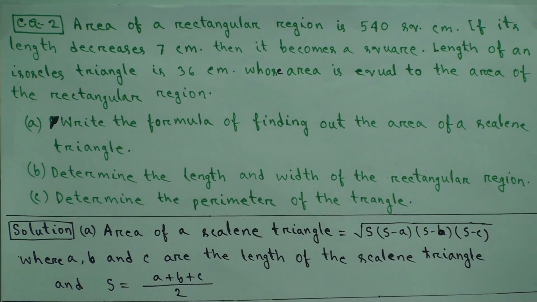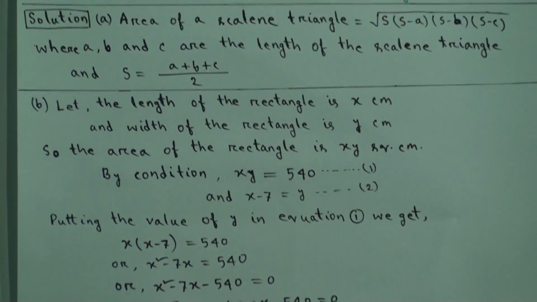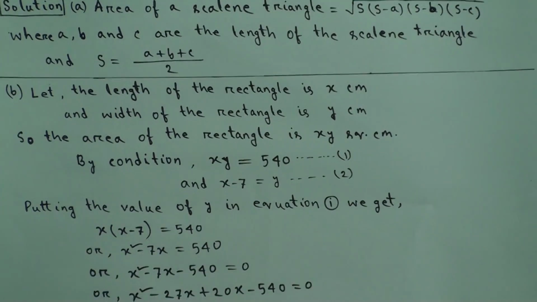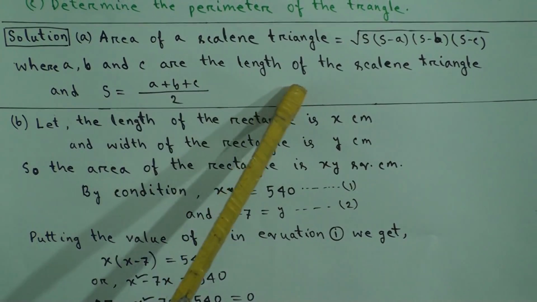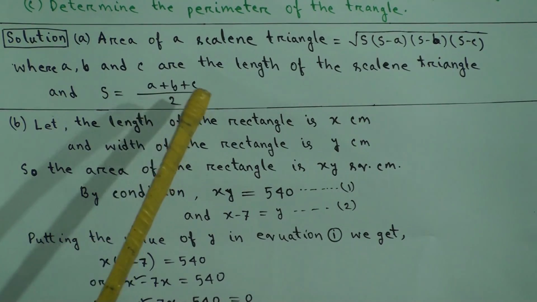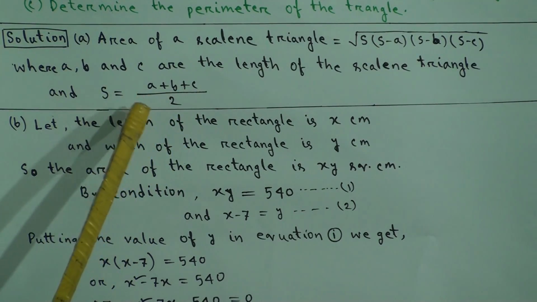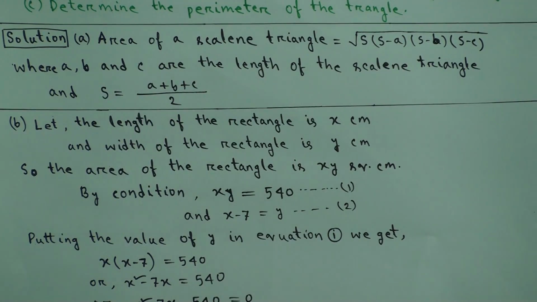At first, area of a scalene triangle equal to root over s into s minus a into s minus b into s minus c. Now the question is, what is s, what is a, what is c? Here a, b and c are the lengths of the scalene triangle, and s equal to the half of the perimeter. Perimeter is a plus b plus c, and half of the perimeter will be a plus b plus c by 2. That means s equal to a plus b plus c by 2.